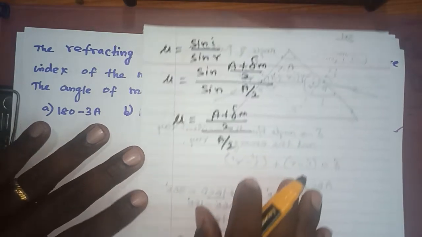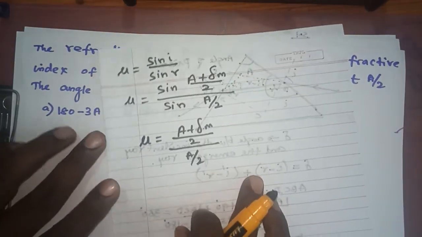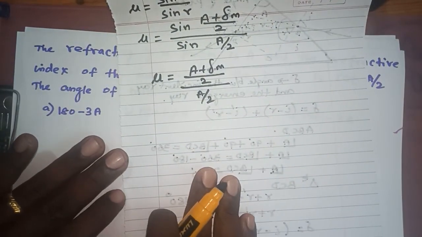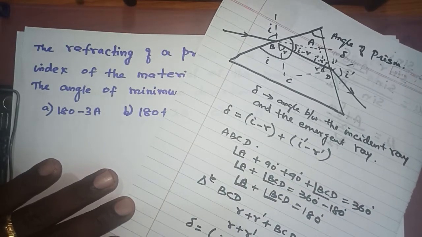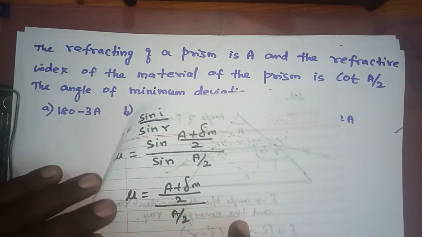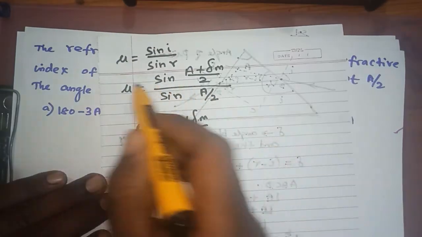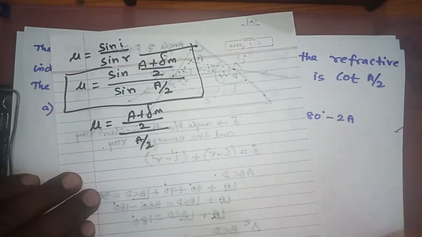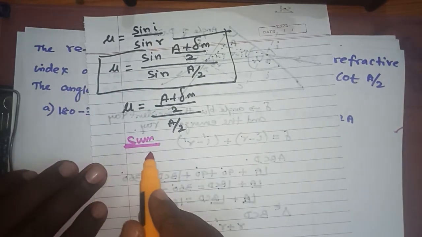But now my question is, the refractive index of the prism is cot A by 2, and the angle of minimum deviation is my del m, which is given here. Del m is equal to 2I minus A, and I have to find out that angle of minimum deviation. I have to substitute in this formula. So if you know the formula here, at one instant you can solve the sum. This is the formula I should remember.